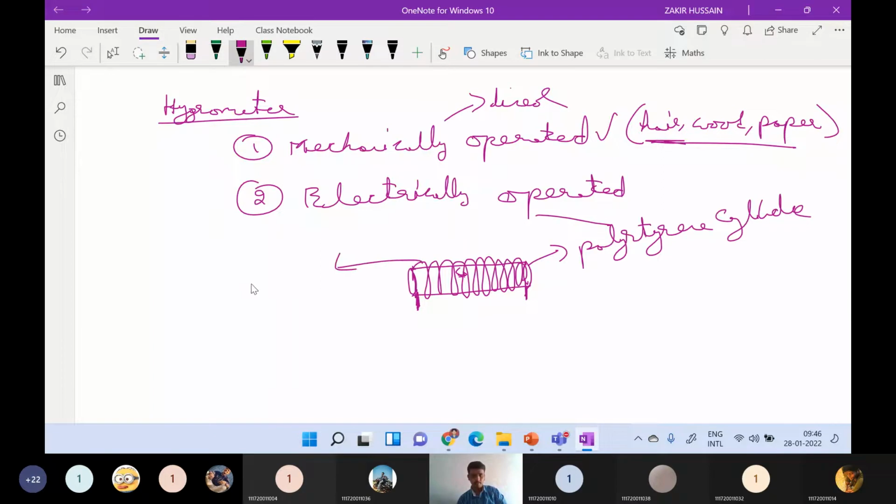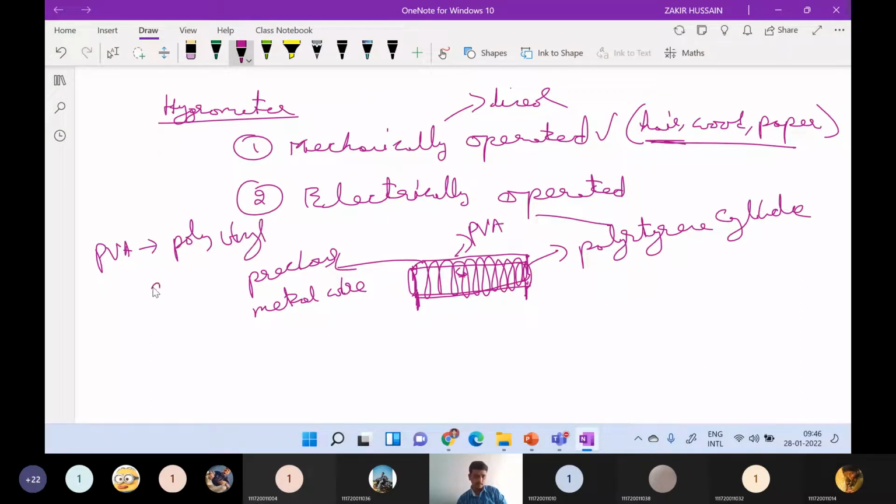This is some precious metal wire. Usually this cylinder material will be coated with a thin film of polyvinyl acetate. PVA means polyvinyl acetate, plus a small fraction of lithium chloride, which is a very hygroscopic material.